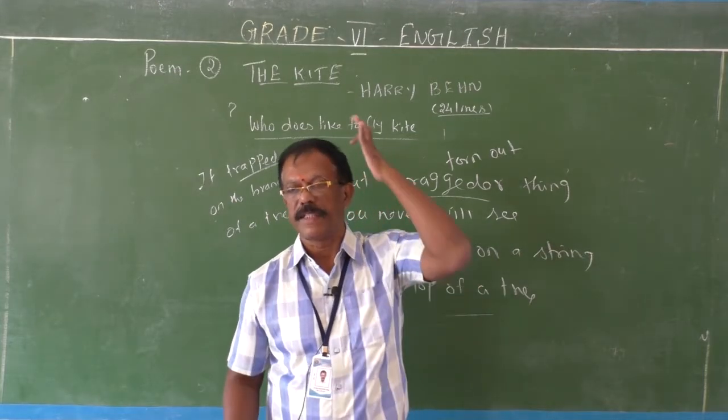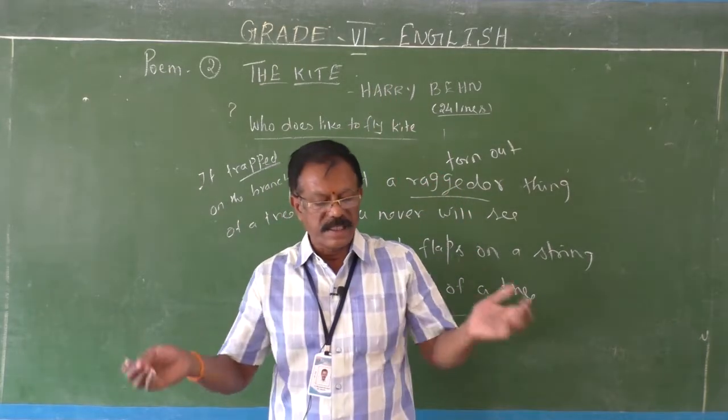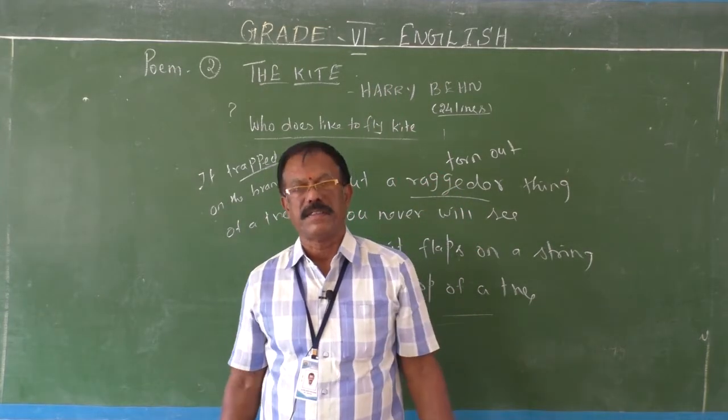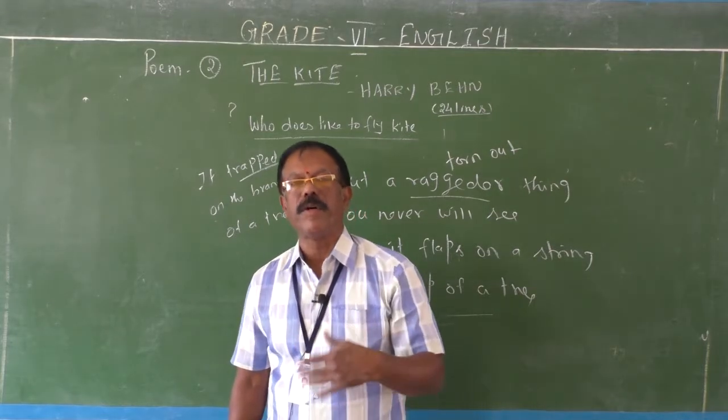The kite is made of paper, therefore when it falls so forcefully on the top branch of the tree, it will get torn because it is made of paper. Okay, now let me sum up the both children.